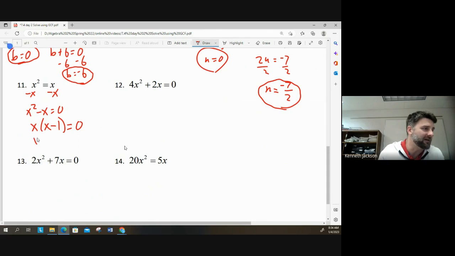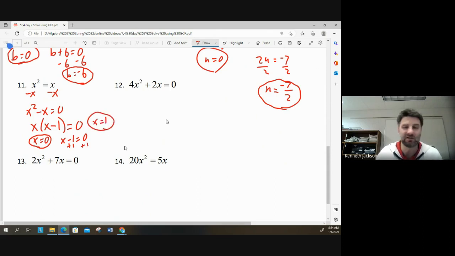Once I have factored, I can set up my two linear equations. Both of them equal to 0. The first one is solved for, x equals 0. And the second one, to get rid of a minus 1, I can add 1. And I get two answers.